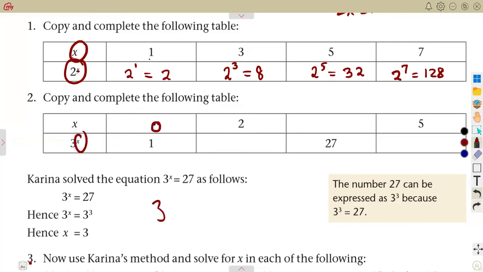3 to the exponent of x, and we are given that x is what? Is 2. So 3 to the exponent of 2 is what? That's 3 times 3, which is a 9. So meaning to say there we're going to have a 9.